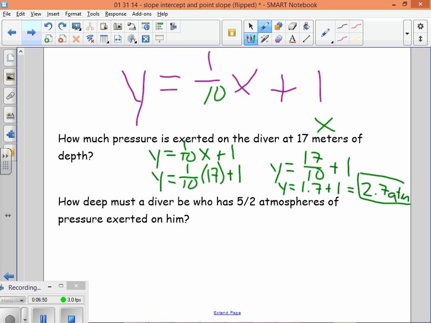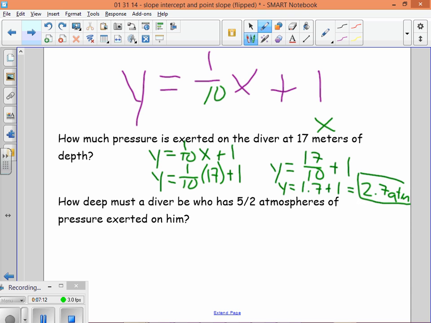Now one atmosphere is the amount of pressure that you normally feel at sea level. So 2.7 atmospheres is like twice the amount of pressure that you're used to having on you, or almost 3 times as much pressure as you're used to having on you. So it's already going to be quite a big difference in your perception.